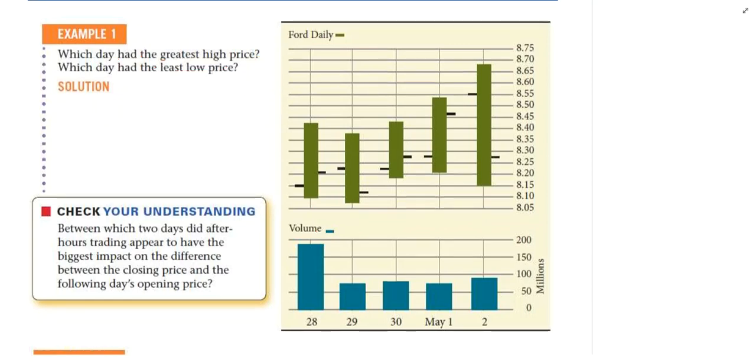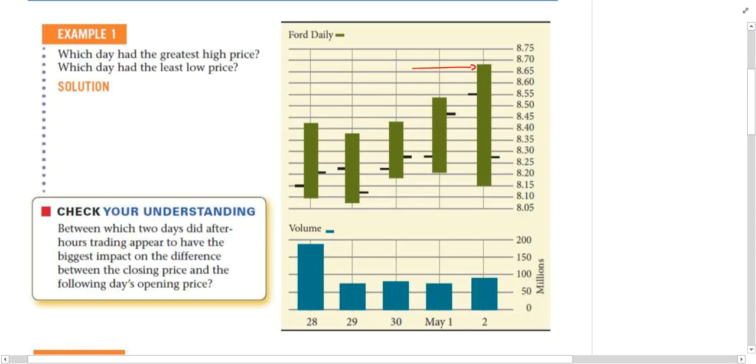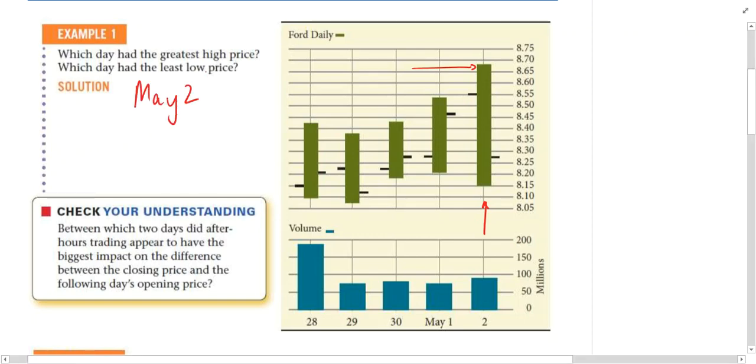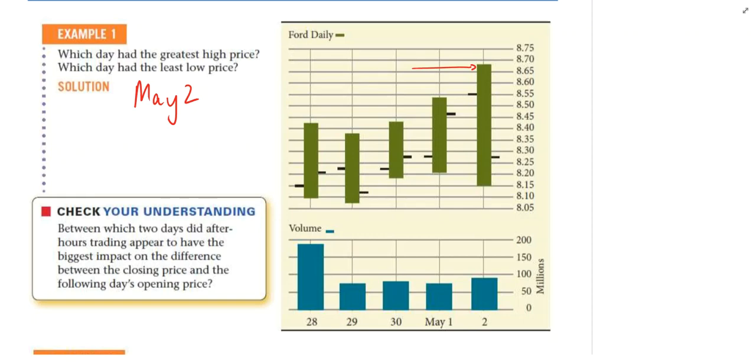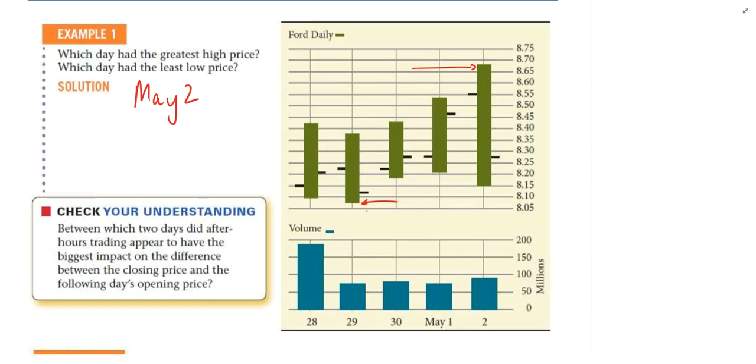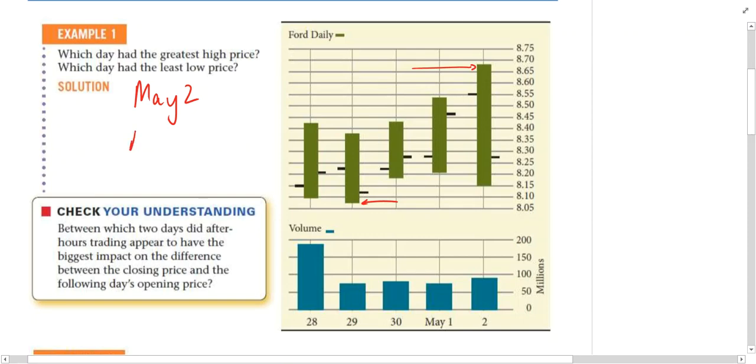Now, if your intuition says to look at the point where the green bar is the tallest, or where it reaches highest on the graph, you'd be absolutely correct. So this is the day that had the highest value of stock at any point, and that happens to be May 2nd. And the second part of the question is which day had the least, or the smallest, low price? Well, here again, looking at the heights of these green bars, the lowest low price happens to be right here, which is April 29.